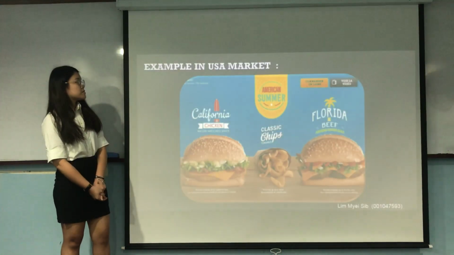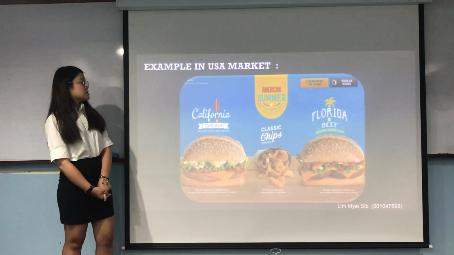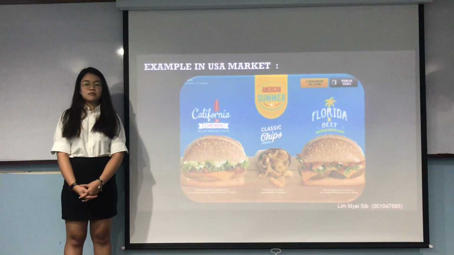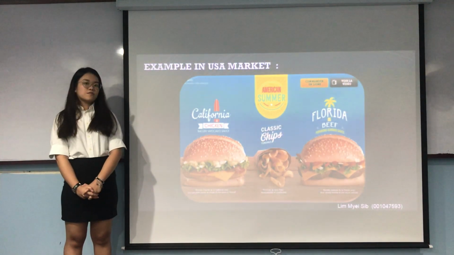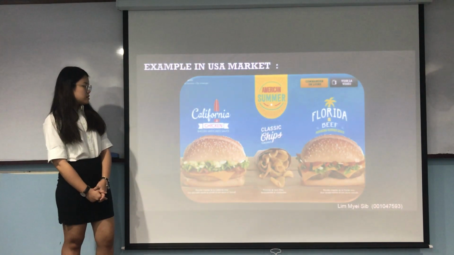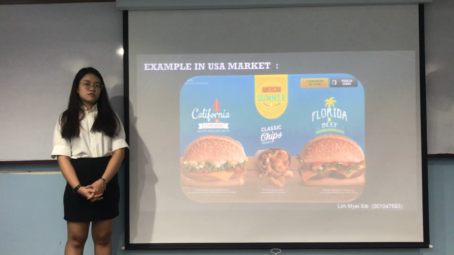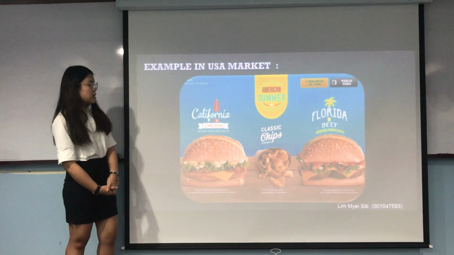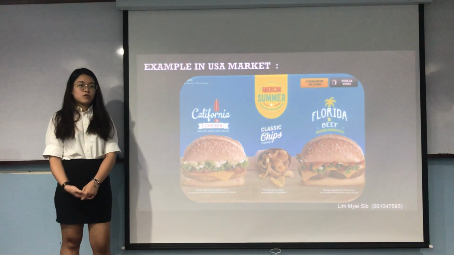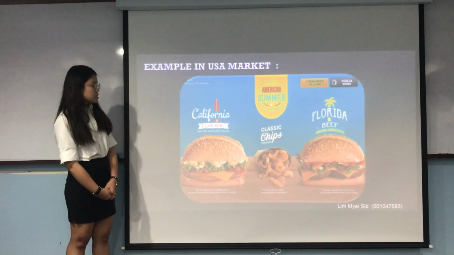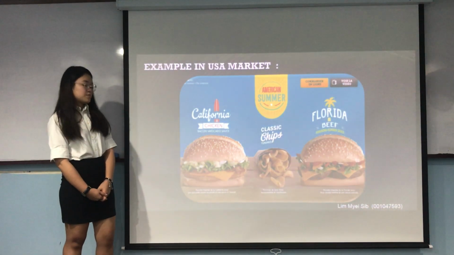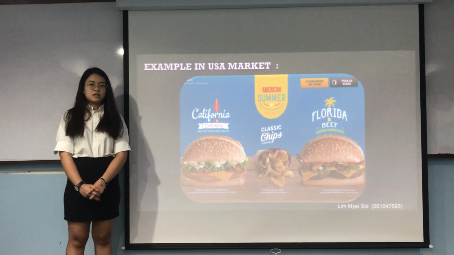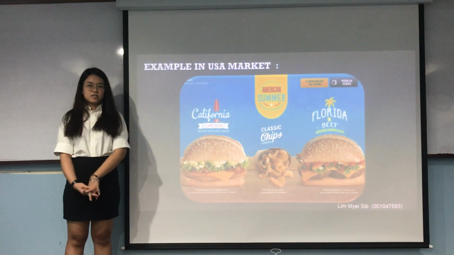So next slide is the example of the market in US. So McDonald's has adapted itself accordingly to convenient and different lifestyle for US consumer. So example for the US market, they have 4 seasons. So when the season of the summer, McDonald's make different product and new product like California chicken burger and the foreigner beef burger and the classic chip. So McDonald's also make the place to relax and for the entertainment. So I will pass to the next speaker.